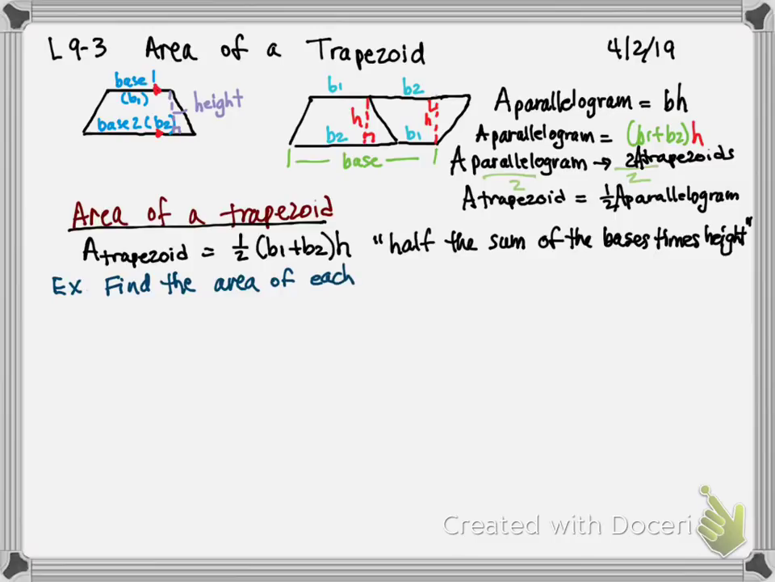We'll say each trapezoid. And we're going to do two examples like this. And then on my next screen, which again should still be the same page, we're going to find the missing piece. Okay? Alrighty, here we go. So first one, I've got this trapezoid.